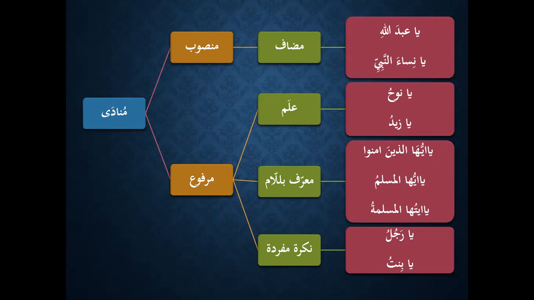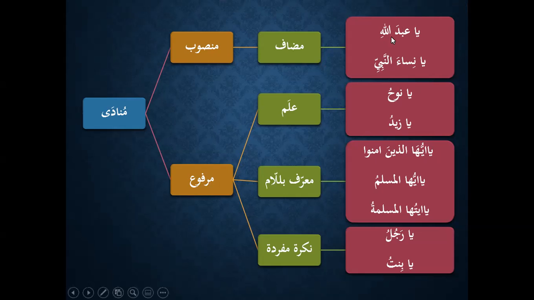Here you just remember that this is ma'rifa, alam. You're calling upon that person, you will say Ya Nuhu, Ya Nuh, Ya Zaid, Ya Fatima, Ya Aisha. And it could be mu'arraf bil-lam. When it's mu'arraf bil-lam, you would still make it marfu, but with ayyuha, Ya ayyuha al-muslim, Ya ayyatuha al-nafs, Ya ayyatuha al-muslima, Ya ayyuha al-ladhina amanu. Ayyuha or ayyatuha for feminine.